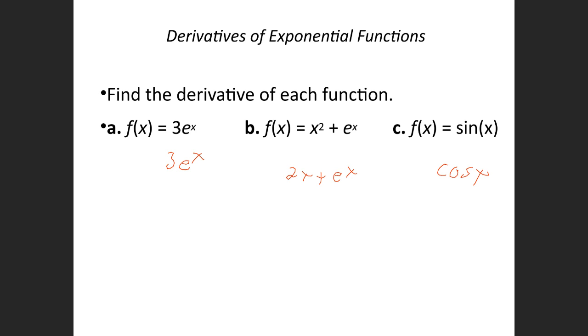Boom. Remember when we first started doing these derivatives and I made you do them using the longhand form where we had to find the limit as h approaches 0 of f of x plus h minus f of a over x minus a? What a pain that was.